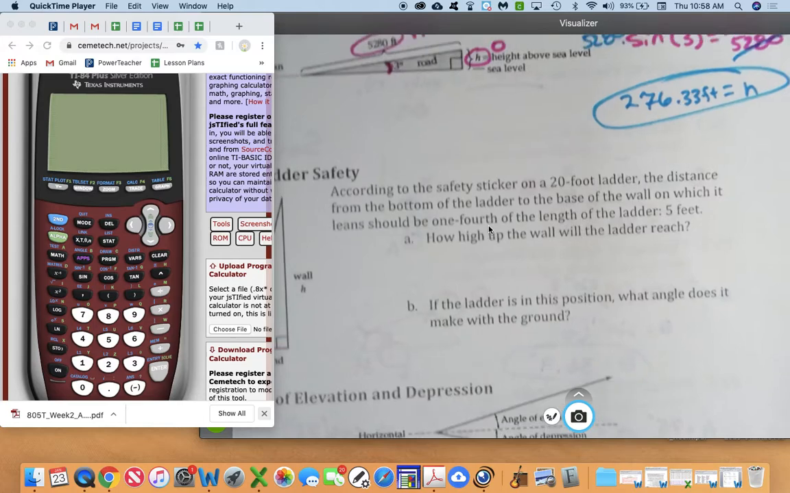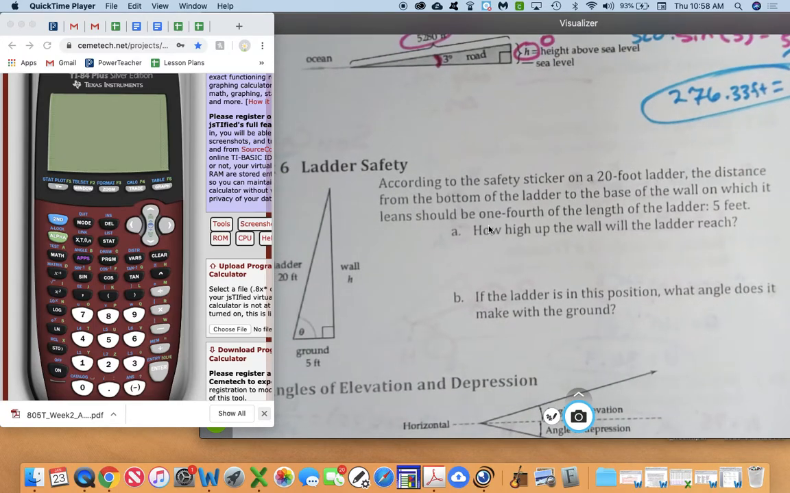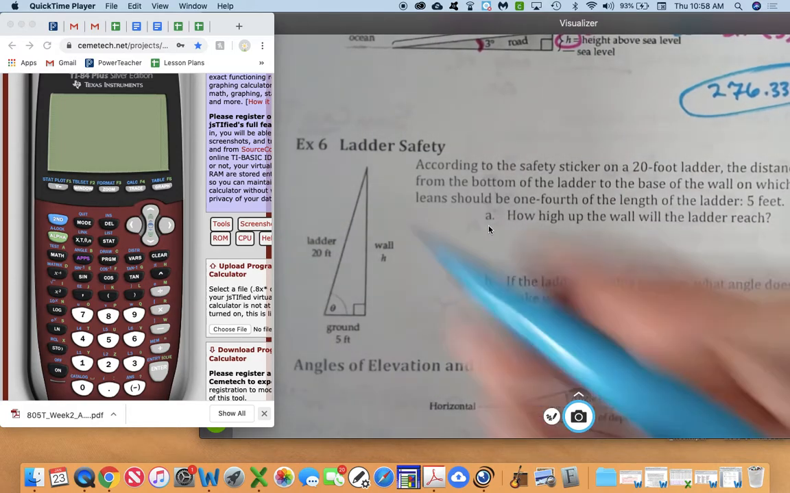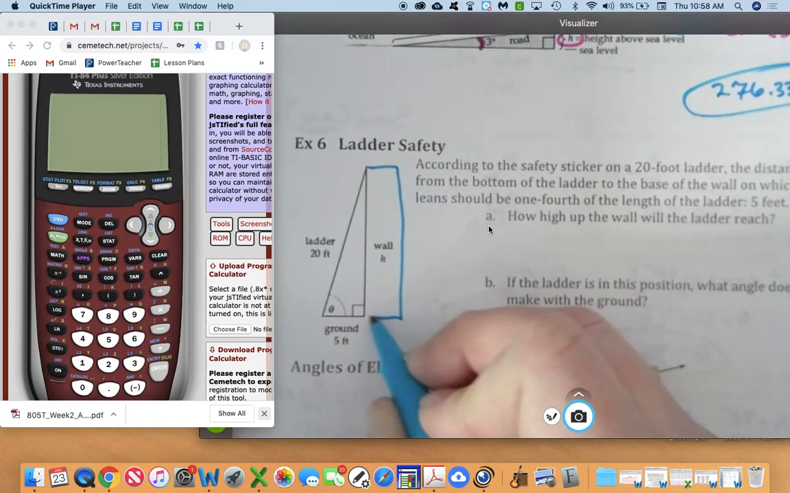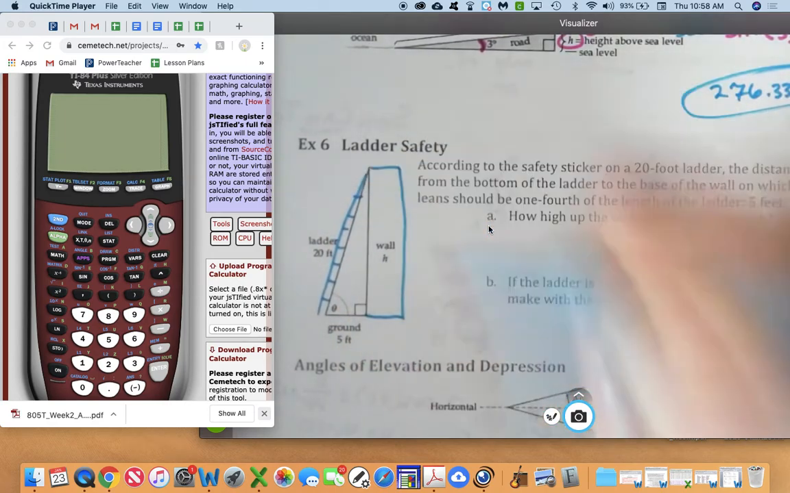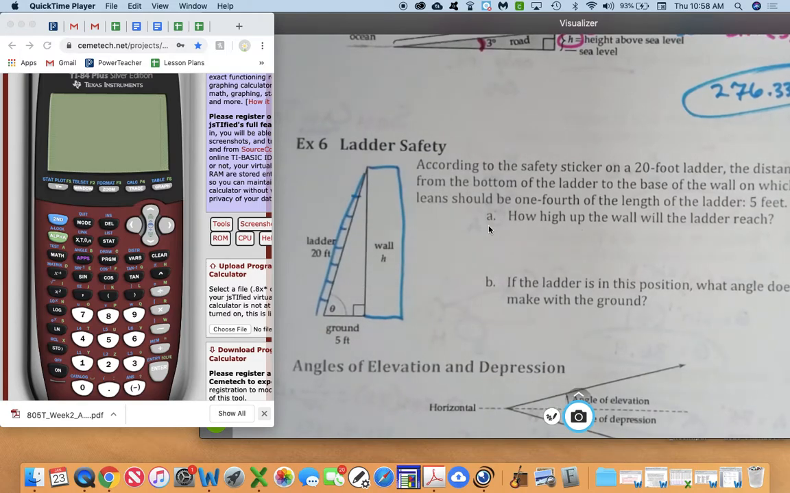Ladder safety. According to this safety sticker on a 20-foot ladder. This is a building right over here, and my ladder goes this way. There's my ladder, labeled 20 feet. The wall we're assuming is perpendicular with the ground. If not, we have bigger problems than what we're trying to solve, because that would mean our building was leaning. But this is a right triangle because we're assuming that it's perpendicular.